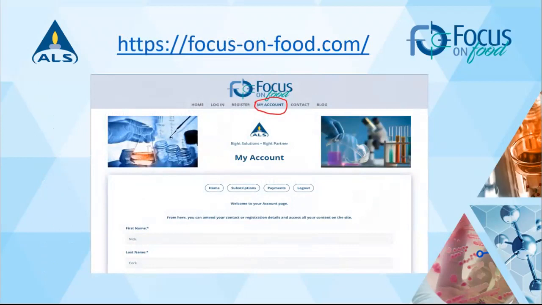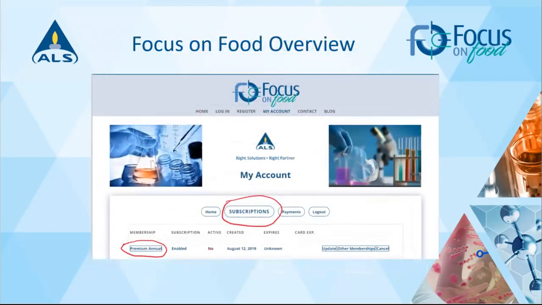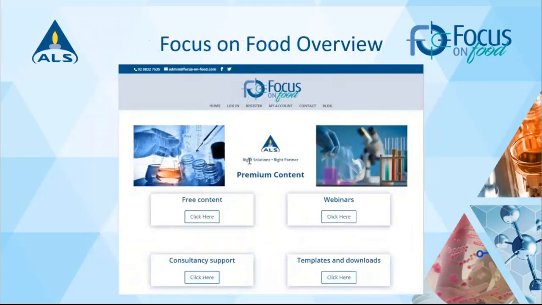So the Focus on Food website can be accessed at the link here on the screen, or just type in www.focus-on-food.com. Once there, click on My Account in the top menu. That will take you to a list of your current subscriptions. And then if you click on either Premium Annual, if you're an annual member, or Premium Monthly, it will take you to a page showing the premium content.